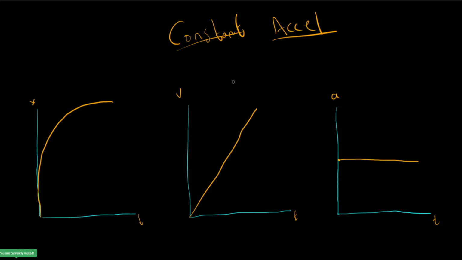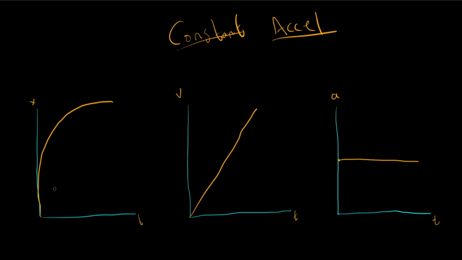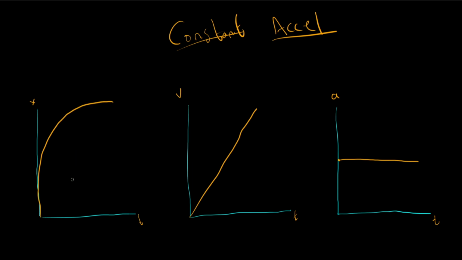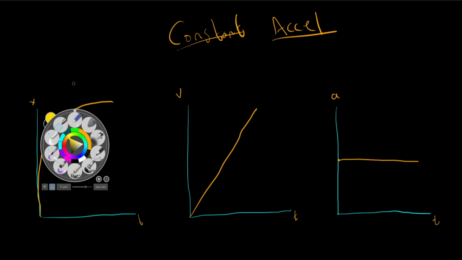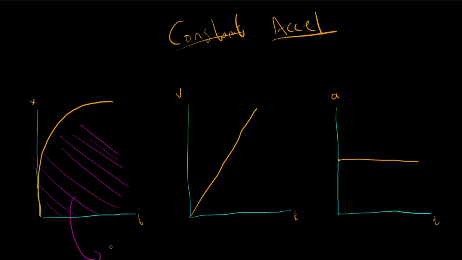Now onto the area under them. So the area under an x-t graph, let me change the color, means one thing: nothing. There is no physical meaning under this. So the area under an x-t graph has no meaning.